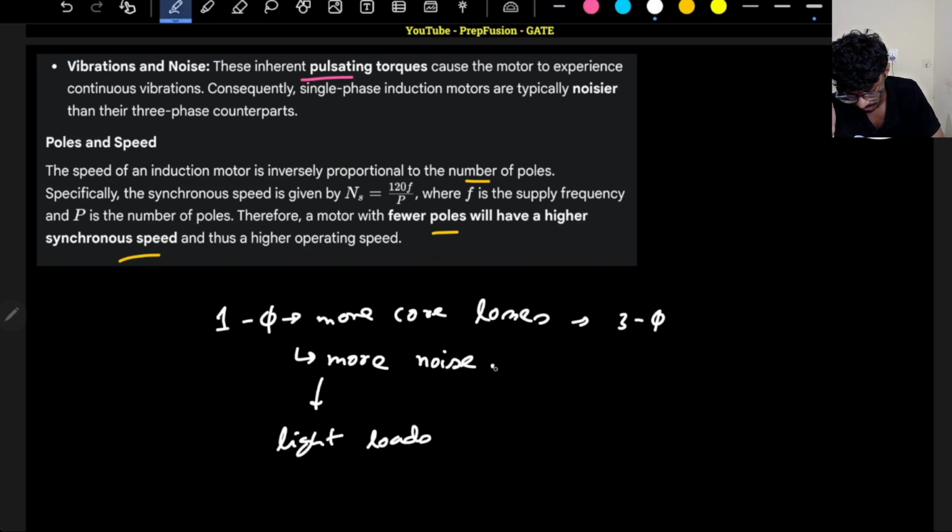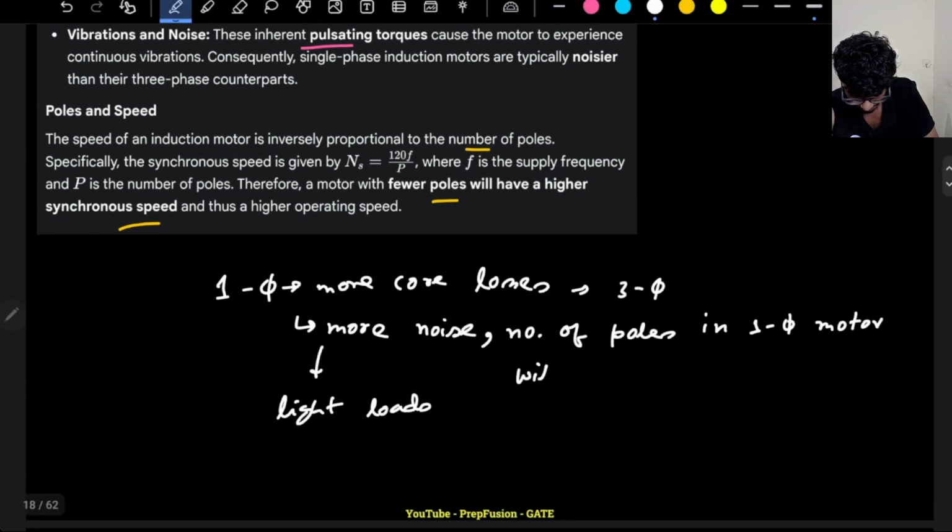One more comparison: the number of poles in a single phase motor will be lower than in a 3-phase motor.